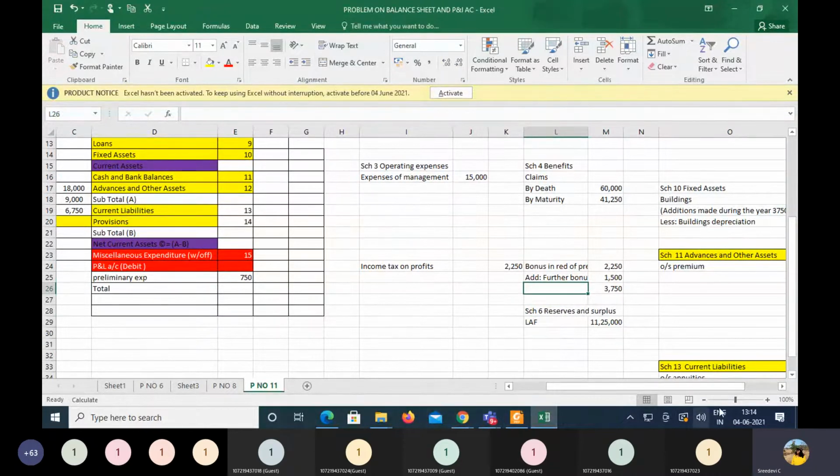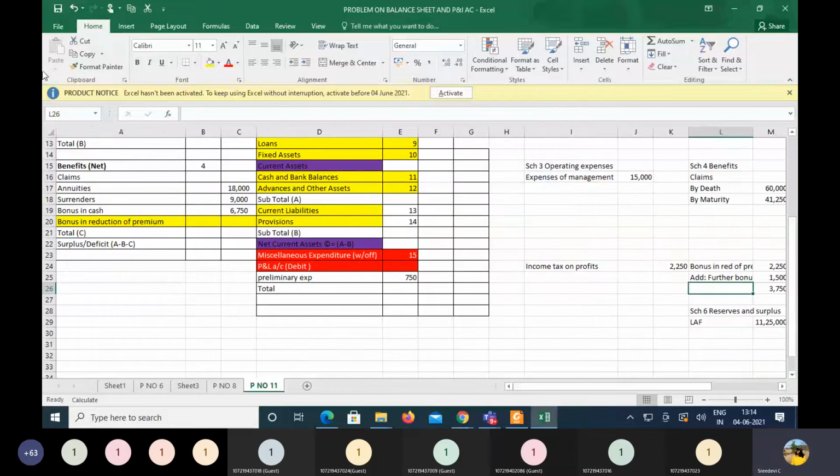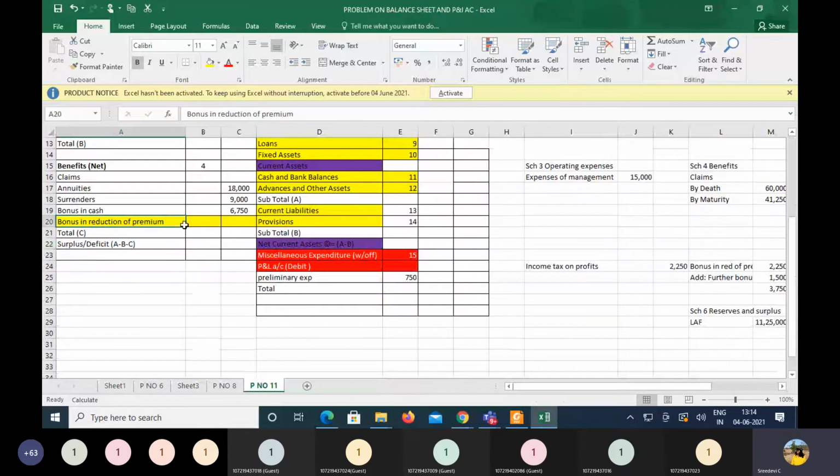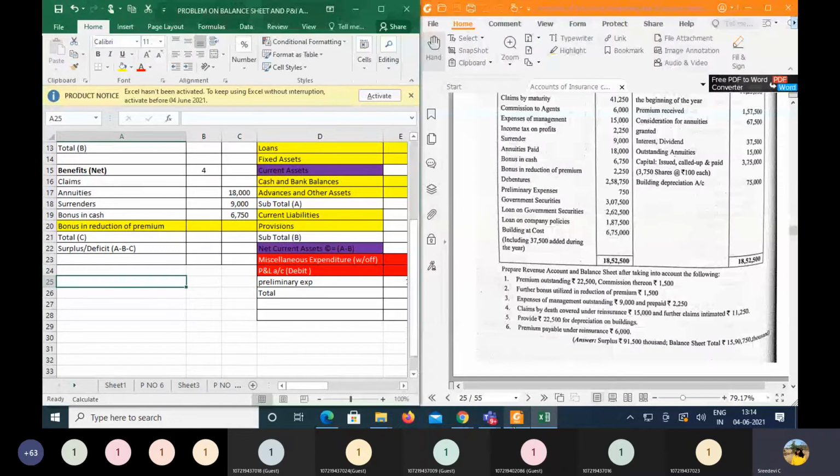So what we have done, we have added it to the premiums in the working notes, and we have also added it to the expenses, that is under schedule number 4. So both sides are going to have its impact. Now coming to the next adjustment, that is expenses of the management which is outstanding.